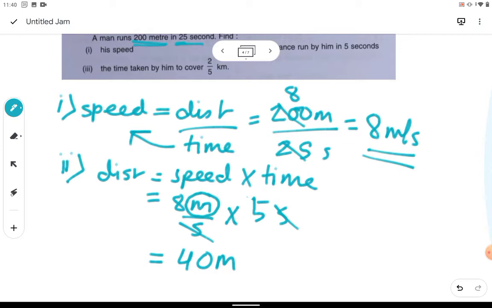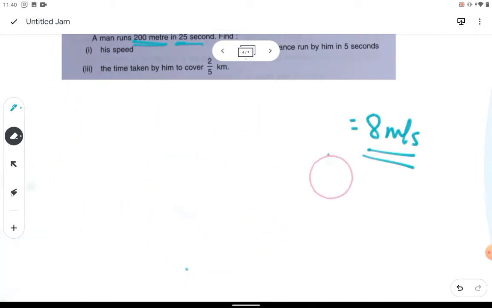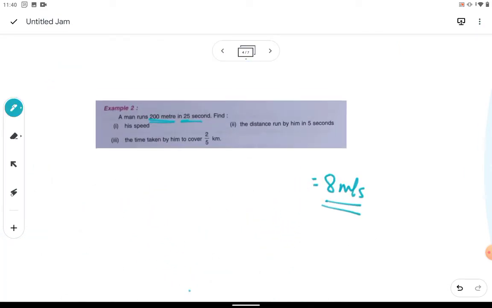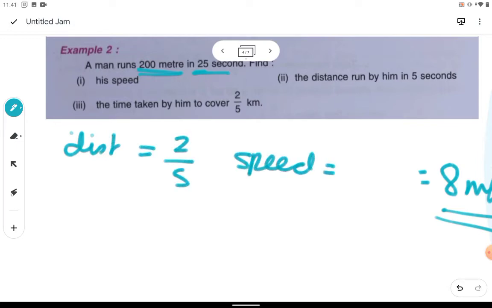Alright, and then the third formula, I will rub this out. Just remember speed is 8 and distance is 40. So time taken by him to cover 2 by 5 kilometers. So distance is 2 by 5. Speed is also given, right? 8. Remember 8 meter per second.